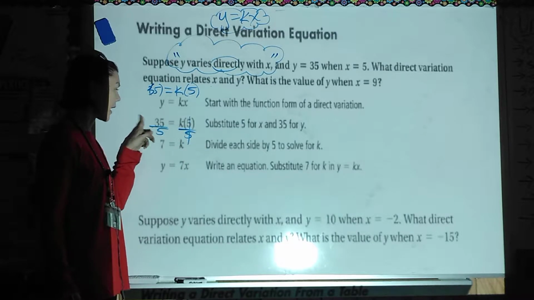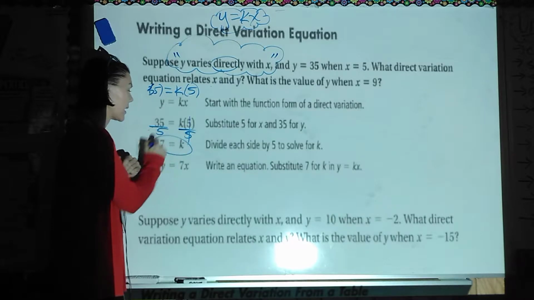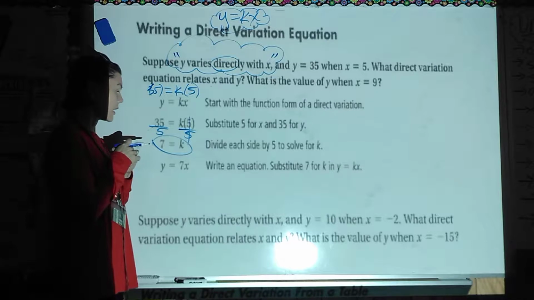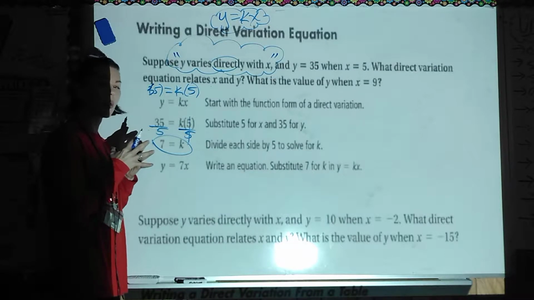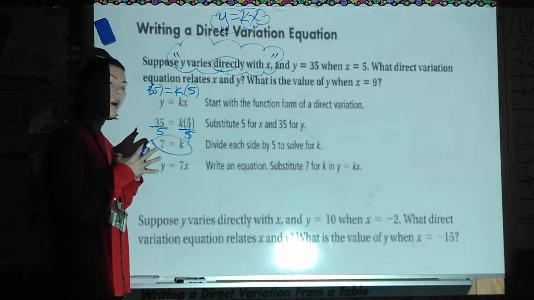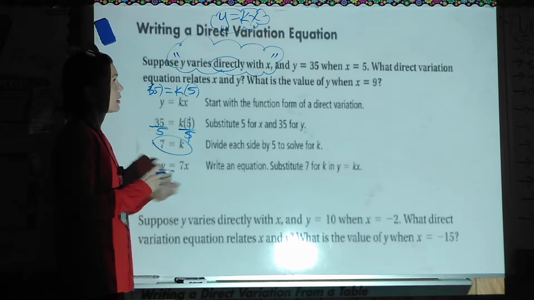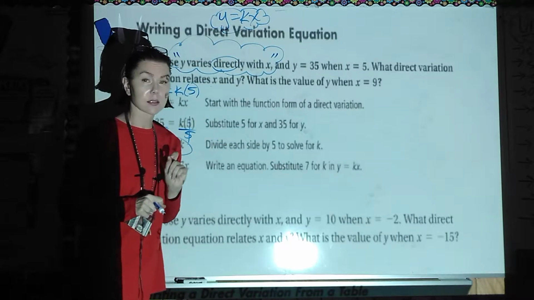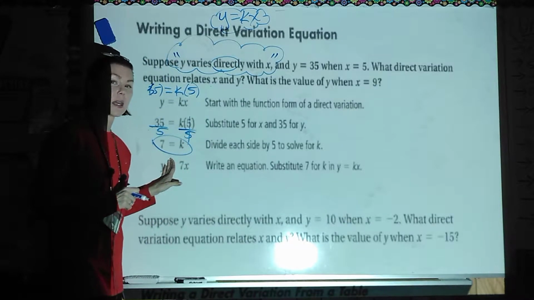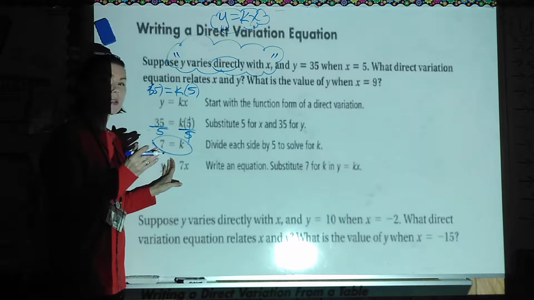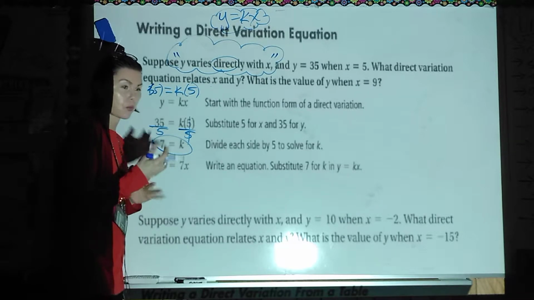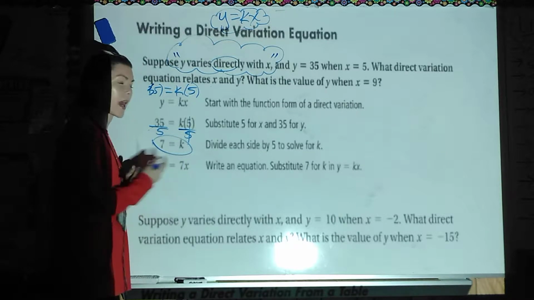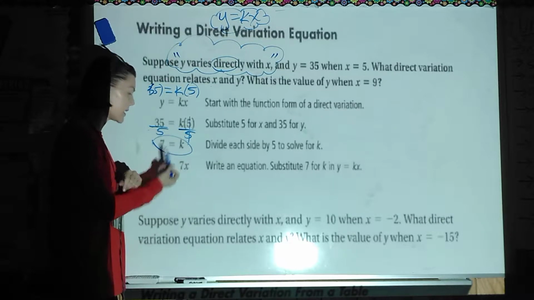And k, 35 divided by 5 is 7. K equals 7. All right? So what is our equation? Now that we know what the constant is, we know what the k is in our y equals kx, right? Now that we know what the k is, we can write the direct variation, which is y equals 7x, okay? Because the k is equal to 7.